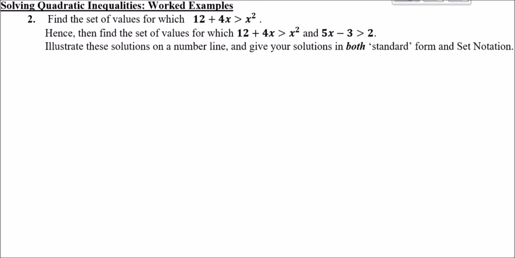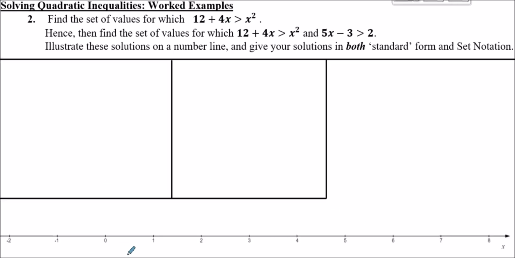So what I'm going to do first of all is just give myself a space to work on both of these inequalities, which I've done over here. And as well, I'm going to put a number line down too, just for the sake of helping us. So first of all, let's have a look at 12 plus 4x being greater than x squared. So I'm just going to highlight this one in yellow. First of all, this can be rearranged to be 0 is greater than x squared minus 4x minus 12 if you just subtract the 12 plus 4x on both sides.